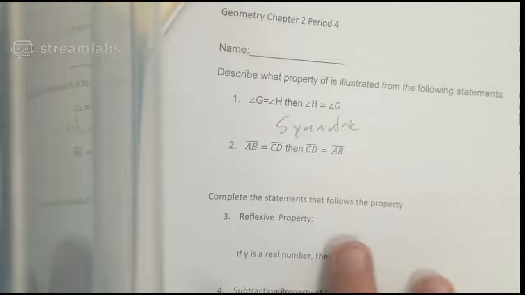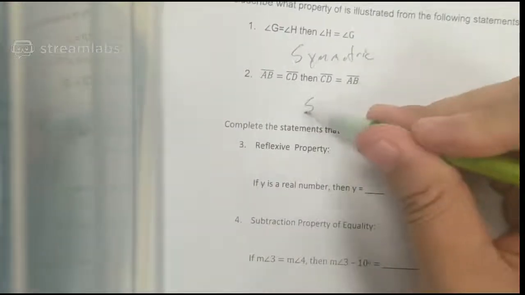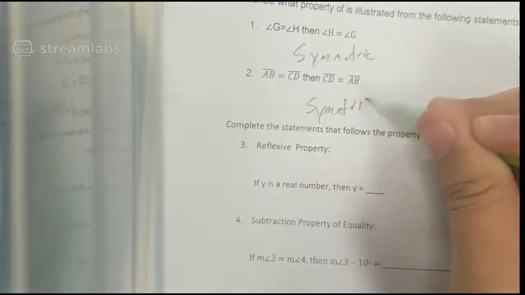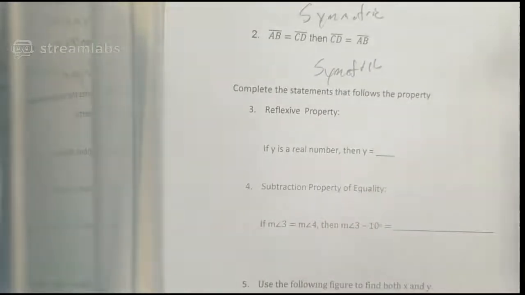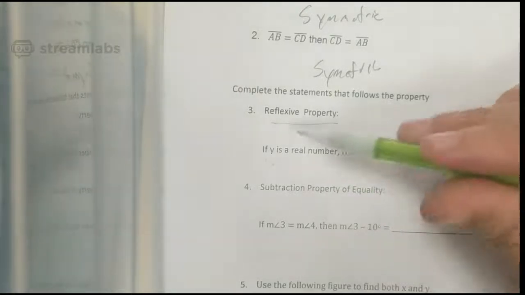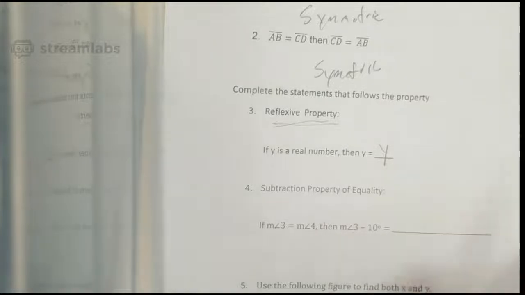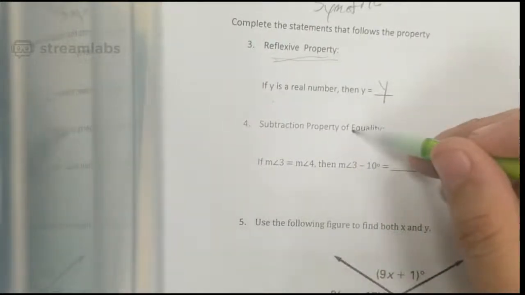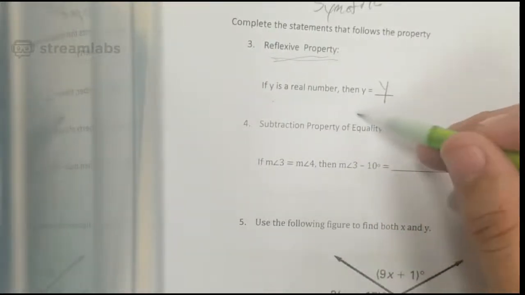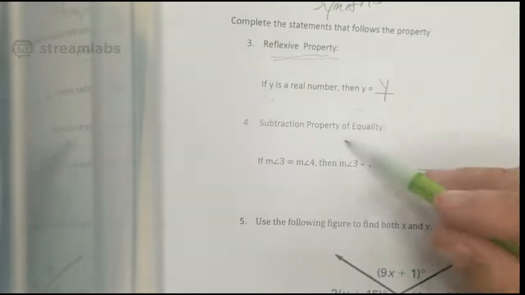Over here, AB is congruent or equal to CD, and CD is equal to AB. Also symmetric. Number 3, this is the reflexive property. So if Y is a real number, then Y equals Y. That's what you want to show. If I said 3, it's 3 equals 3. It is reflexive. If it's line AB, AB is equal to line AB.